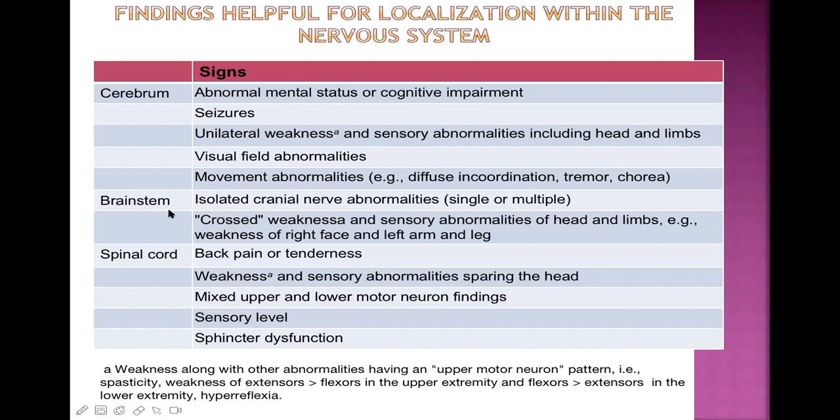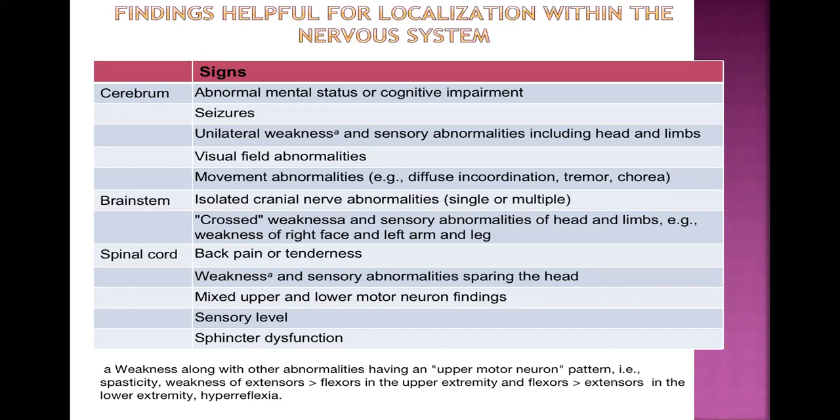Now, in brainstem abnormality or lesion in the brainstem, there are cranial nerve nuclei present in the brainstem, so they may be abnormal. So there may be isolated cranial nerve abnormality or multiple cranial nerve abnormality. These are important points. The same patient will present with crossed hemiplegia.